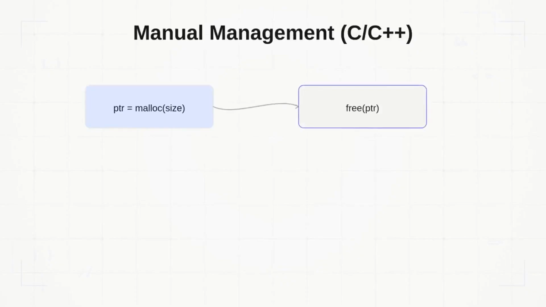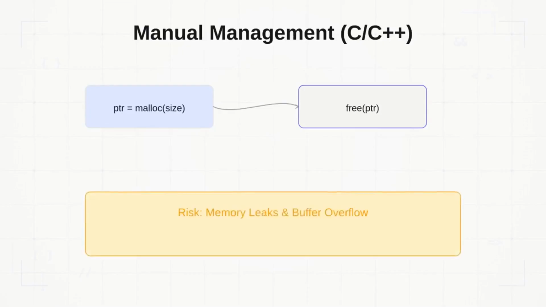In languages like C and C++, you use commands like malloc and free to manage memory manually. You ask the operating system for a specific number of bytes, use them, and then explicitly tell the system you are done. This offers incredible performance and predictability because there are no hidden background processes cleaning up after you.